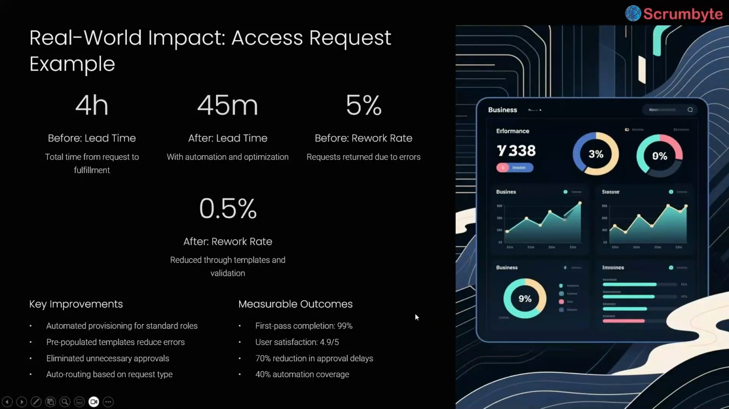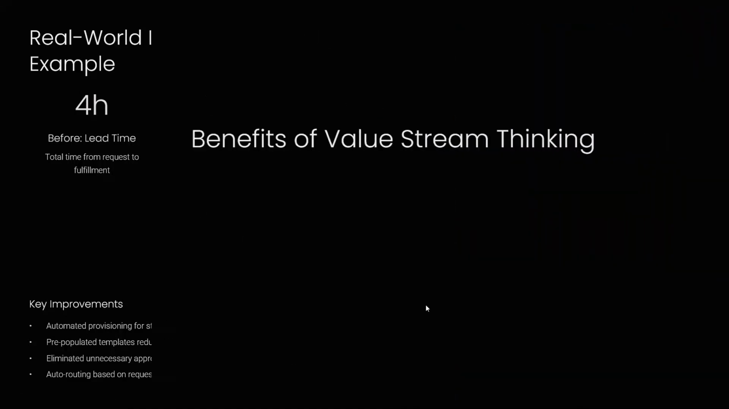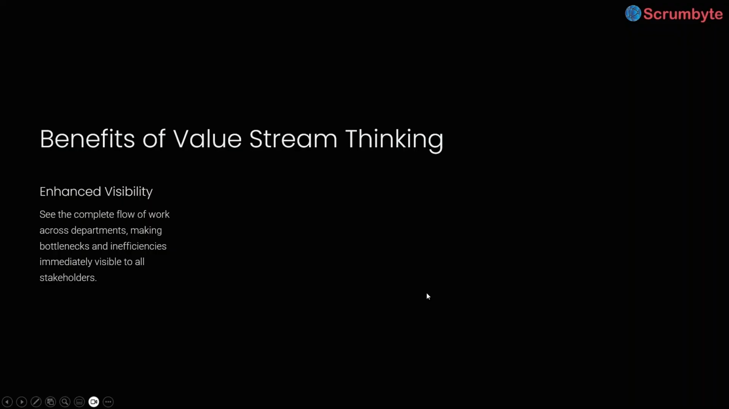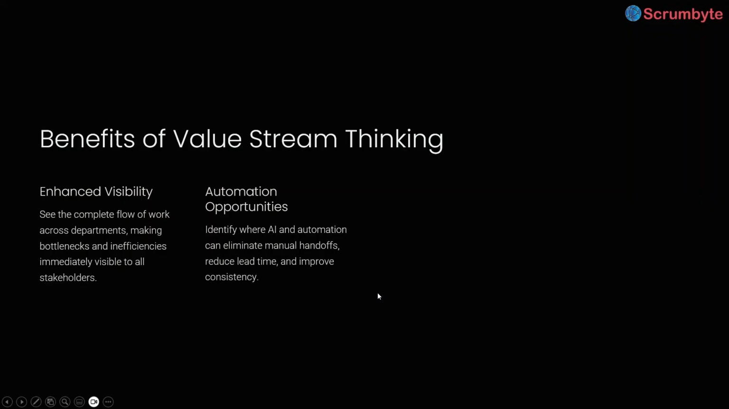Now that you looked at this particular diagram and saw the improvements and outcomes, let us look at the next topic. What are the benefits of the way you think? It's called value stream thinking. Enhanced visibility: you can see the complete workflow across departments, people who are involved. What are the bottlenecks? Where are things stopping? You can look at the opportunities for automating. Where there is manual work, why is something taking time? Where you can introduce AI or RPA or bots or whatever it is.